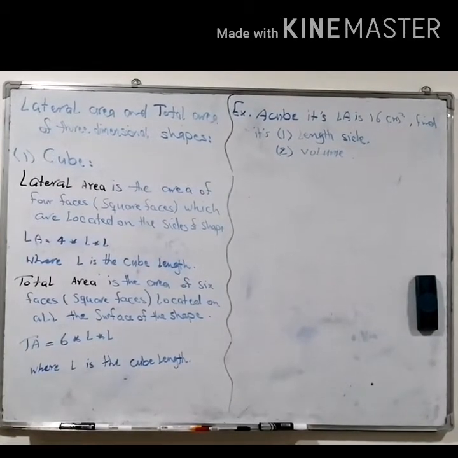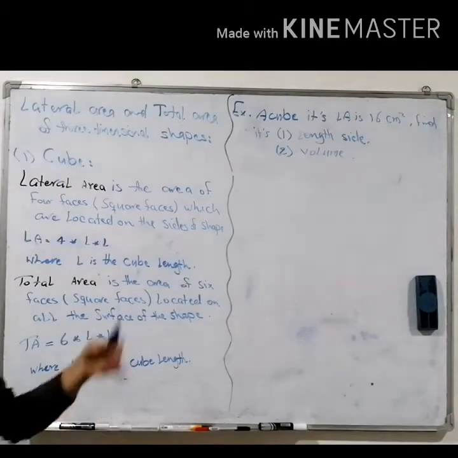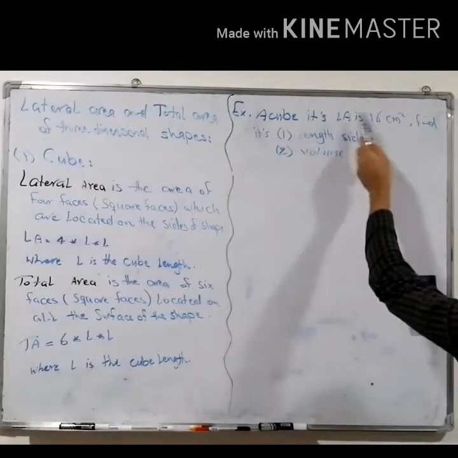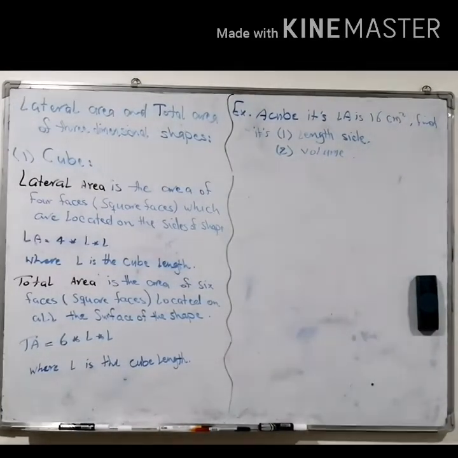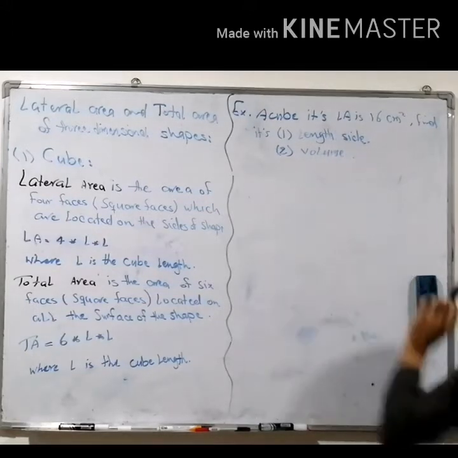Now in this question we have a cube. Its lateral area is 16 centimeter to the power 2. Find its length size and volume. In this question he didn't give us the length size and told us to find the lateral area or total area or volume. It is the opposite. We have an opposite question here. He told us that the lateral area of the cube is 16 and he wants us to find the L, which is the edge length.